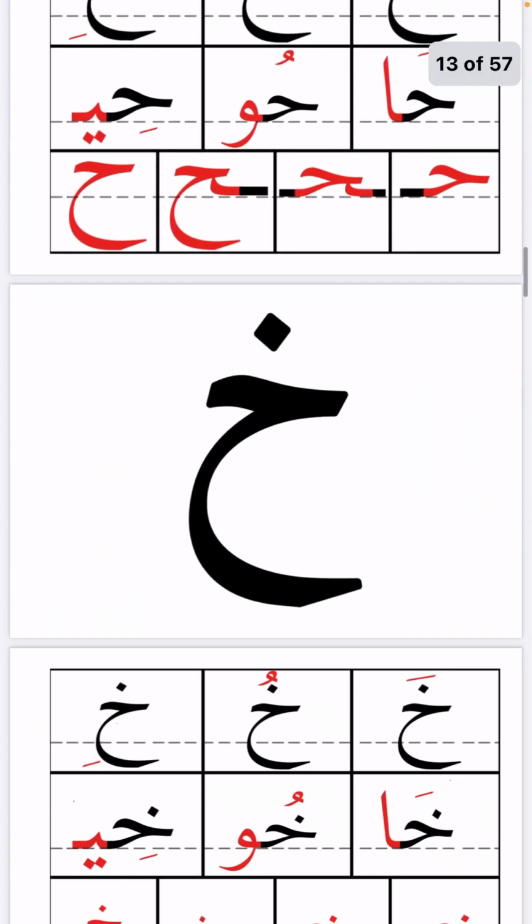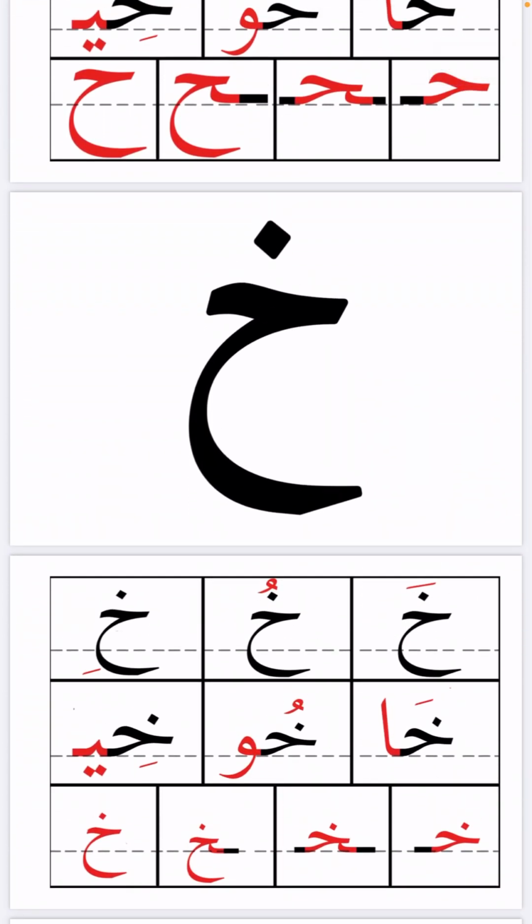Look at the other one. Above it, one dot. This is letter Kha. Kha is heavy. This is the first heavy letter here. Kha, not ha. It is Kha. And this letter also comes from our throat. Above it, one dot.